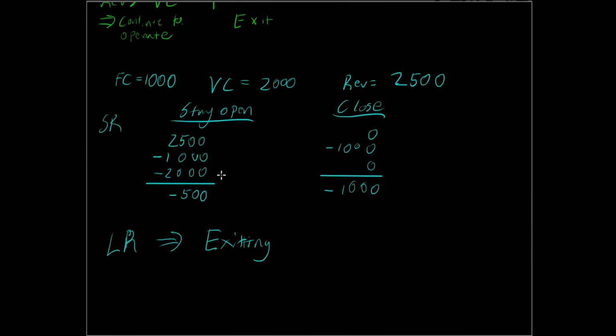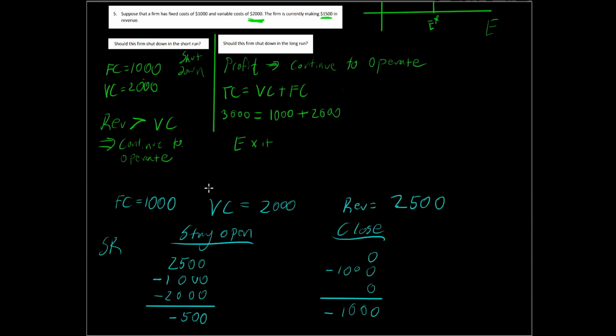So basically, you should leave in the long run if the revenue is less than the variable cost and the fixed cost, but in the short run, you should stay open only if the revenue is greater than the variable cost. 100% correct. Sweet, thank you.